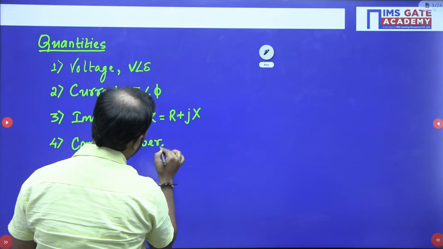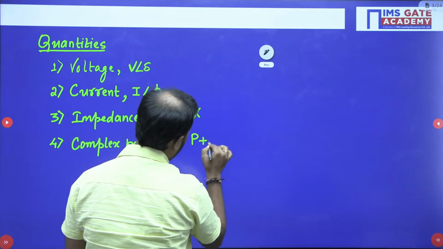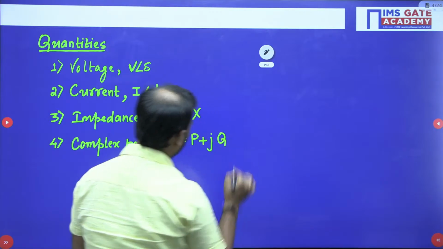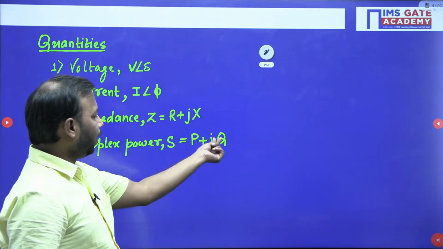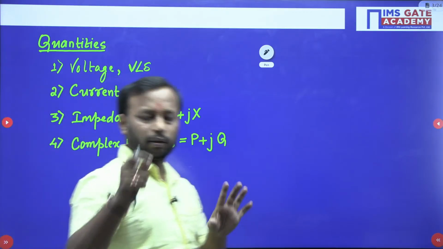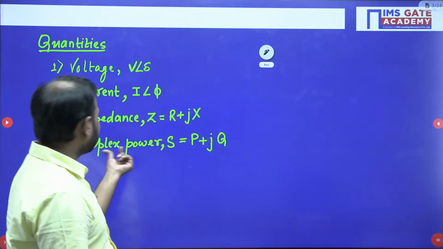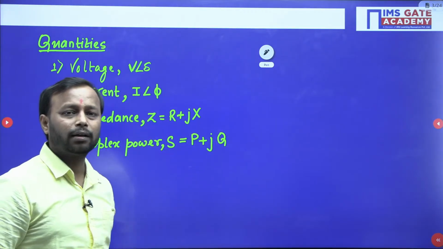Alright, and the fourth one is your complex power, which is equal to P plus jQ, where P is the real power and Q is your reactive power. So the rating that you have seen, like a power rating, is not this complex power. Basically, those are apparent power.